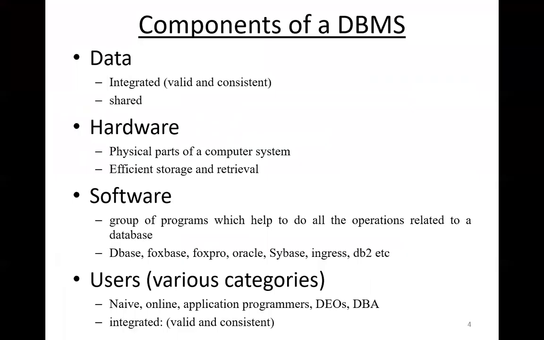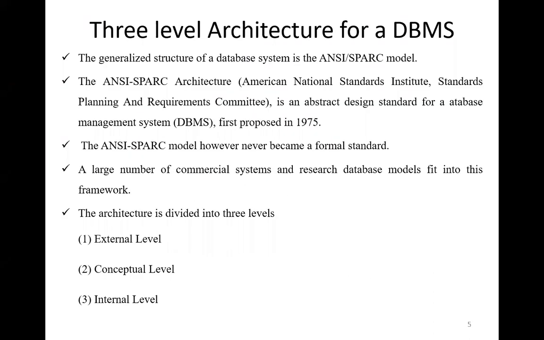So let's now discuss another thing for a database management system, that is the three-level architecture for a DBMS. That means now we are going to learn what the architecture for a DBMS is. The generalized architecture of a database system is known as the ANSI-SPARC model. ANSI, as we all know, is the American National Standards Institute, and SPARC was a special committee, the Standards Planning and Requirements Committee, which was set up to pick up this architecture. It was proposed in 1975.